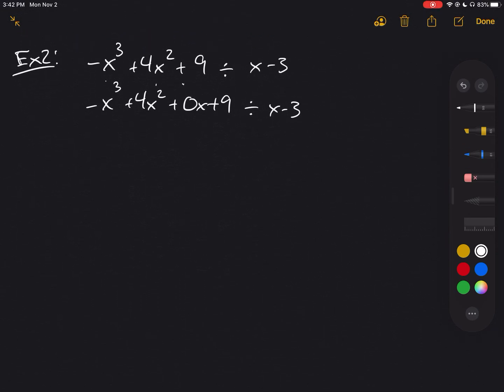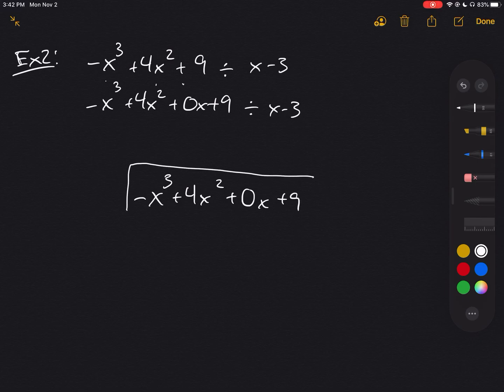So I'm going to take this. I've got negative x cubed plus 4x squared plus 0x plus 9. So it's a third degree polynomial. I should have 4 total terms. And divided by x minus 3. So I care about the highest degree term. What do I have to multiply x by to get negative x cubed? Well, I have to multiply it by negative x squared, right?